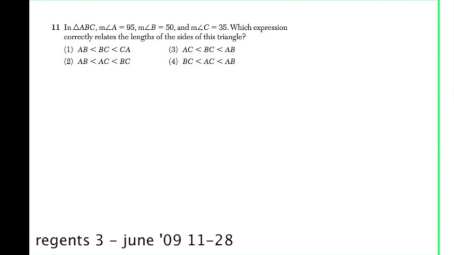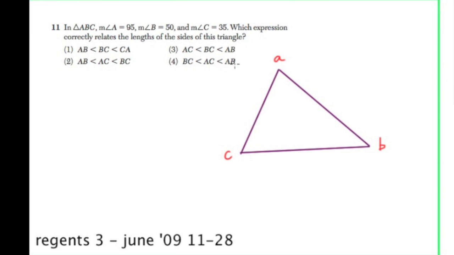Alright, so we're talking about triangles here, so we have to draw a triangle. It doesn't have to be to scale, it just has to be a reference point. And we'll just call this angle A, B, and C. So angle A is 95 degrees, B is 50, and C is 35.